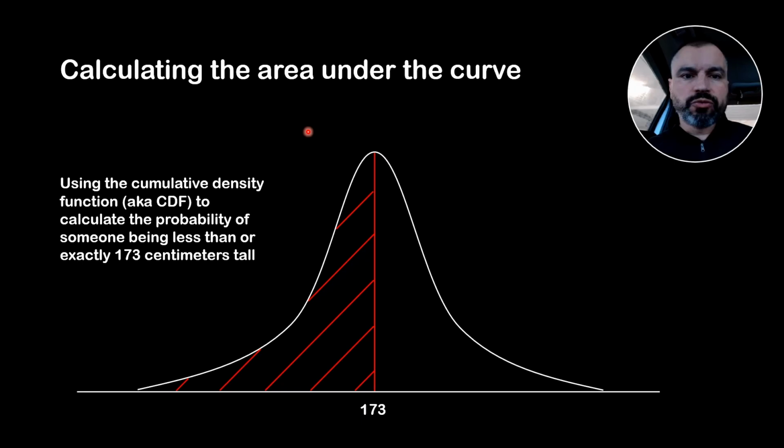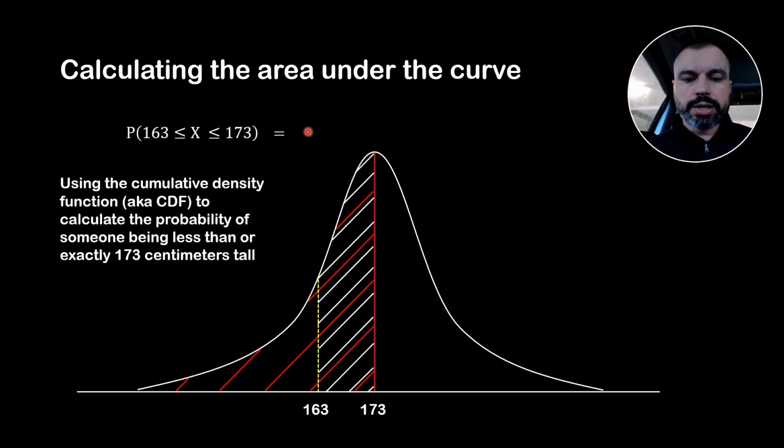Now, what if we want to find the probability that someone is between, let's say, 163 and 173 centimeters tall? Well, we need to first calculate the probability that someone is less than or exactly 163, and that would be the yellow hatched area under the curve. We would pick this probability and subtract it from the first probability we calculated, and we would obtain the white hatched area under the curve, which is the probability of someone being between these two heights.